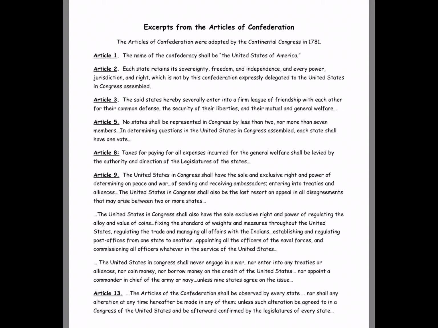So just so you know, it actually becomes ratified in 1788. In 1787, we have what's called the Constitutional Convention. In 1788, our Constitution takes effect. So there you go with that.